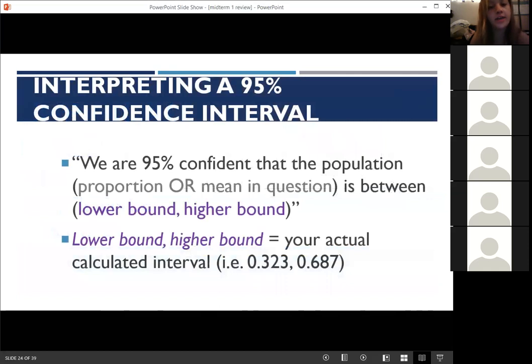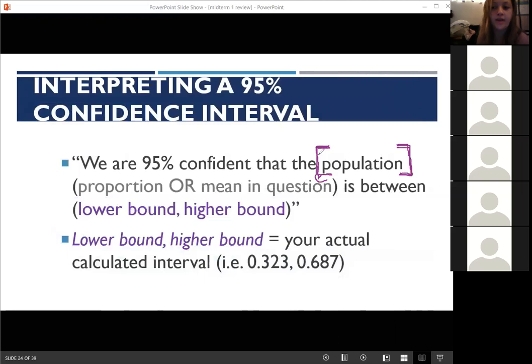Okay, so interpreting a 95% confidence interval, or any percent confidence interval, this is how we would interpret it. After we get our range, that lower bound and higher bound, we finish that equation: point estimate plus or minus 2 times the standard error. What you want to do now is interpret that. You always start off that we are whatever percent confident, whatever interval you did. In this case, we could say we are 95% confident that the population, and we always have to put that we're making inferences about the population. So it's always going to be population here.